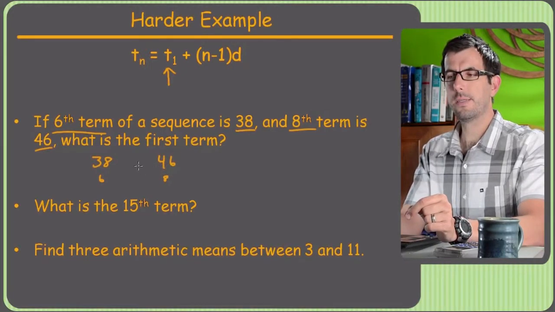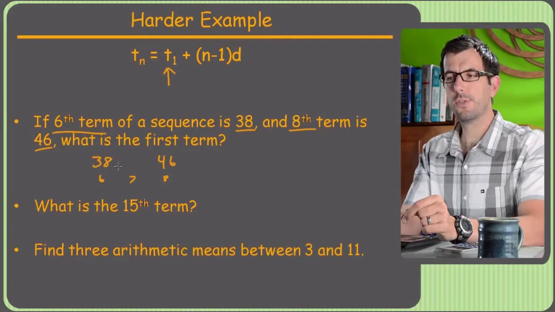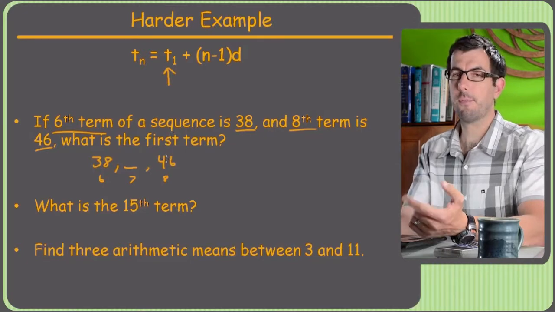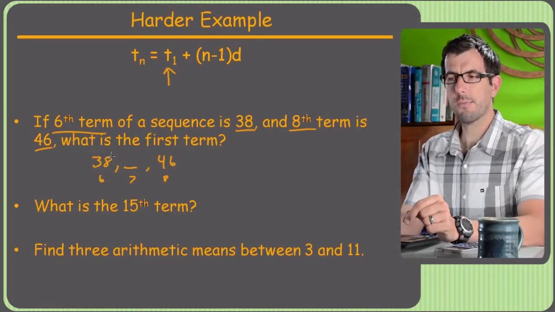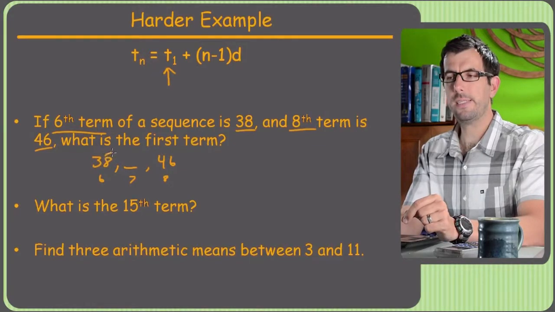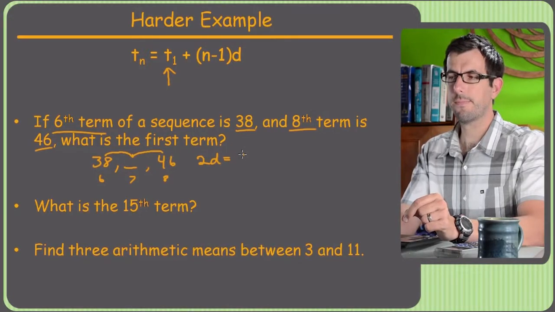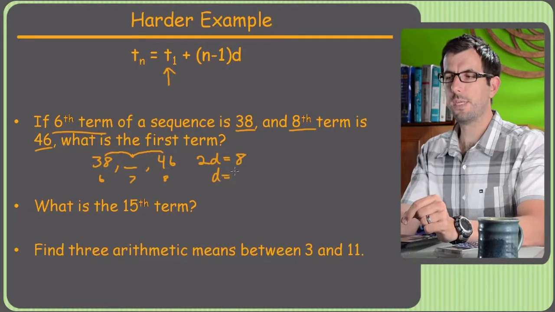Now the key here, does this mean my d is just going to be 46 minus 38? Well, not quite. There's a missing term, right? What about term number 7? What I could do is just put a blank in there. And this will allow me to solve for my common difference. So if I look at this, I'm like, well, 38 to 46, I cover two d's, right? Because I'll have to add d to get from here to here, and then I'll have to go d again to get from there to there. So that means that 2 leaps, 2 d's, is going to equal whatever 46 minus 38 is, which is 8. So look at that, I can just solve for d equals 4.